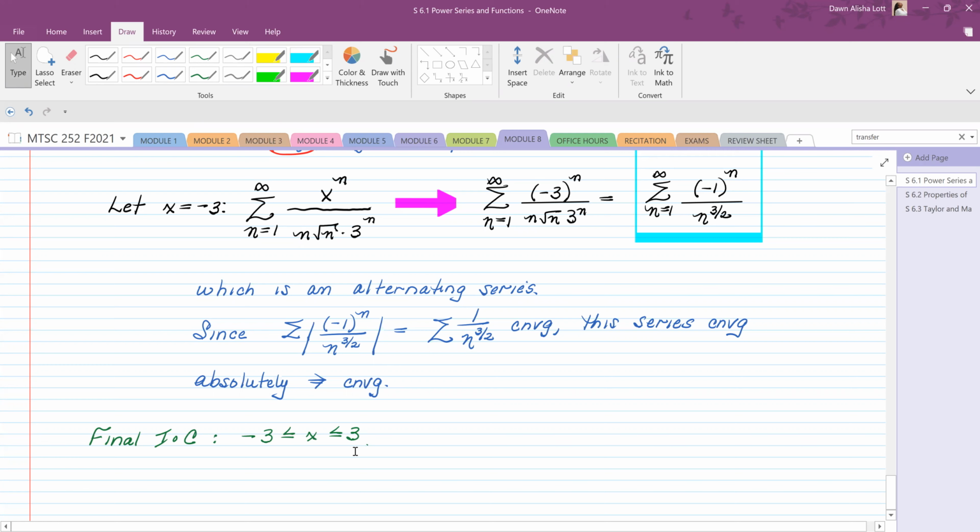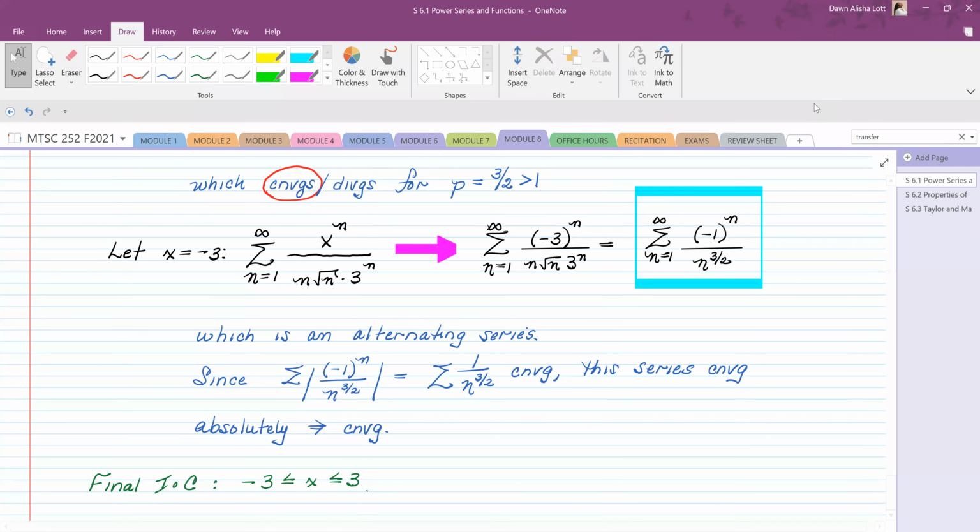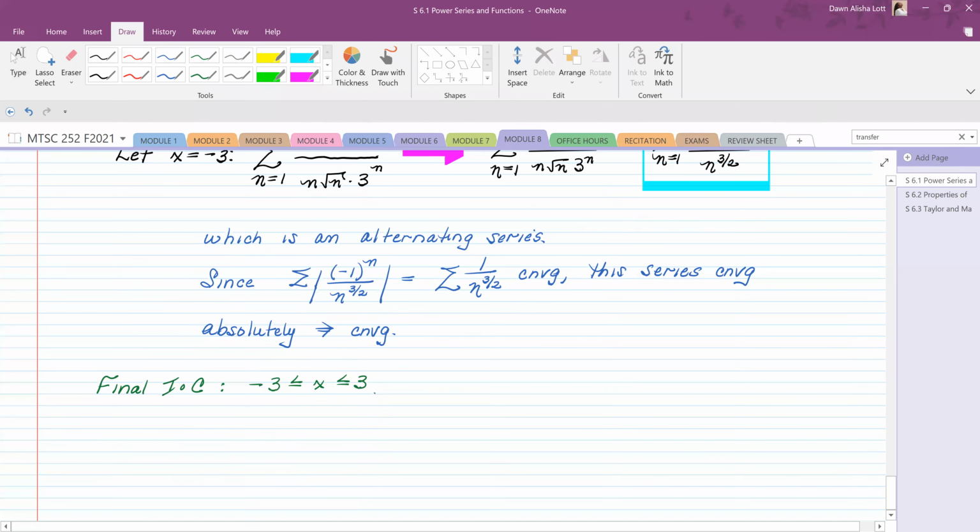Okay, any questions about that? Dr. Lyon, when it comes to the radius of convergence and the preliminary interval of convergence, do you want us to find both when solving a problem if it's present? Yes. The problem is going to ask you for the radius of convergence, and it's going to ask you for the interval of convergence. So when you do it, you always want to find both. That's a good question.